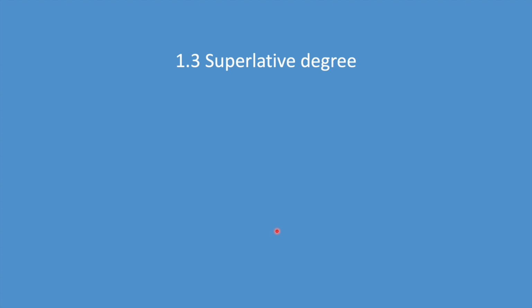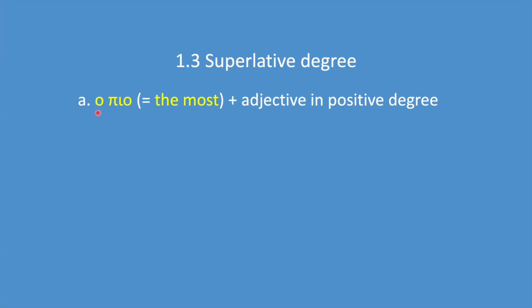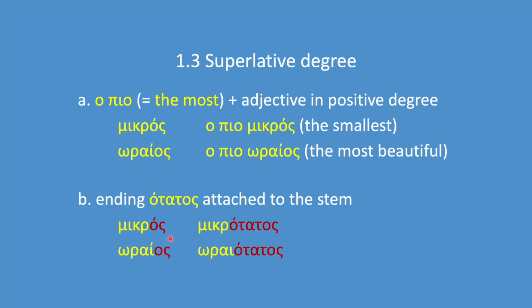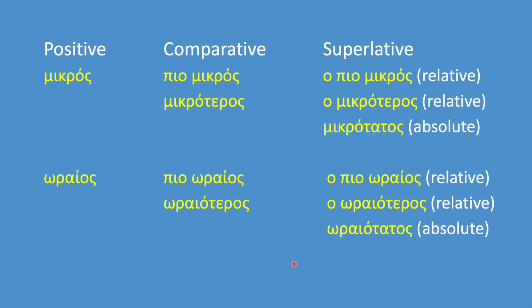ωραιότερος. The superlative degree is the form of an adjective that indicates a comparison of many nouns with regard to a specific quality. There are 2 ways to form it. One way is to use the definite article o with πιο, ο πιο, which means the most, in front of the adjective. Μικρός, ο πιο μικρός. Ωραίος, ο πιο ωραίος. The other way is to attach the ending ότατος to the stem of the adjective. Μικρός, μικρότατος. Ωραίος, ωραιότατος. Here we see the 3 degrees all together.